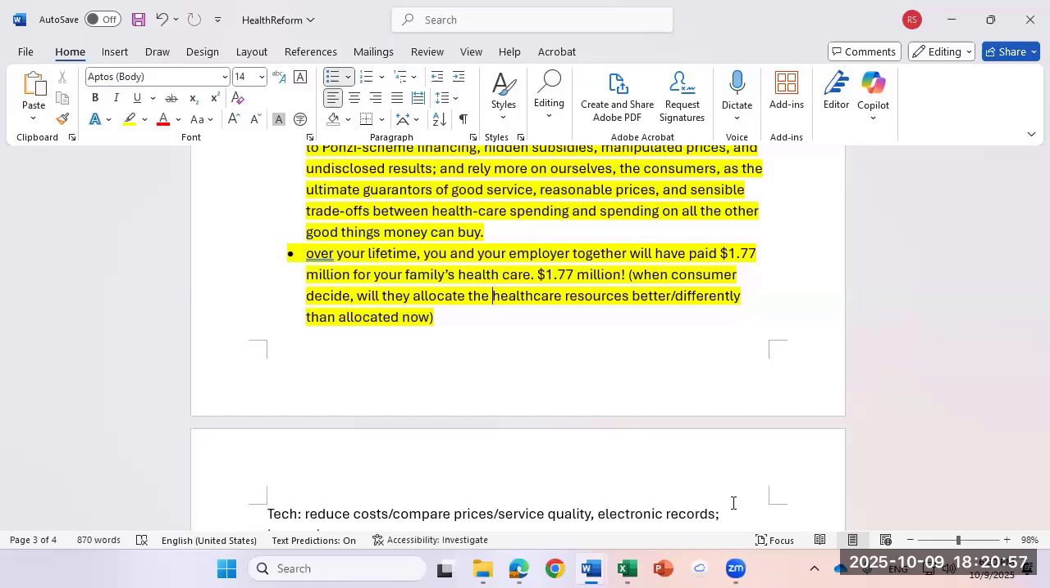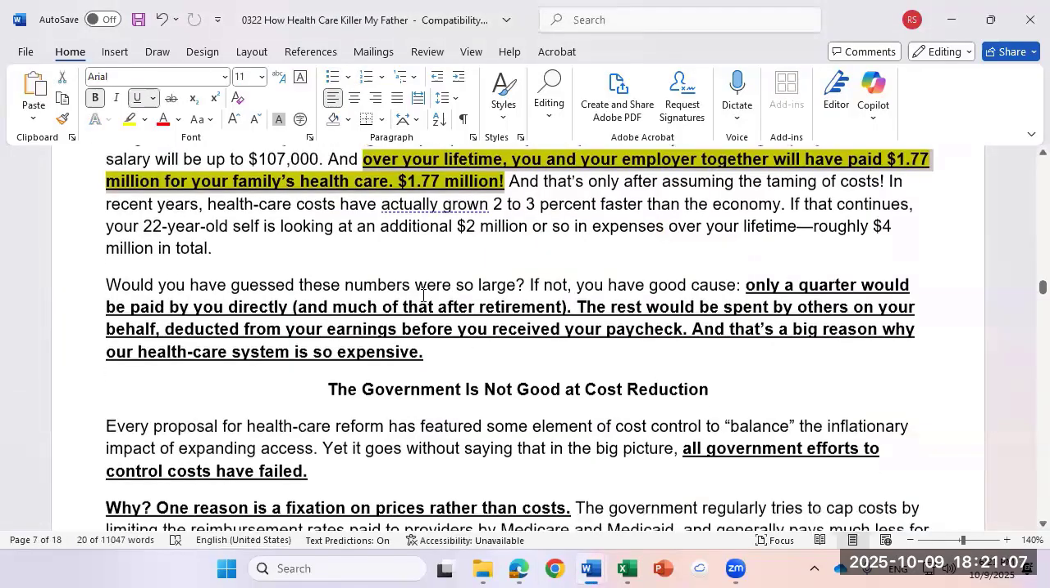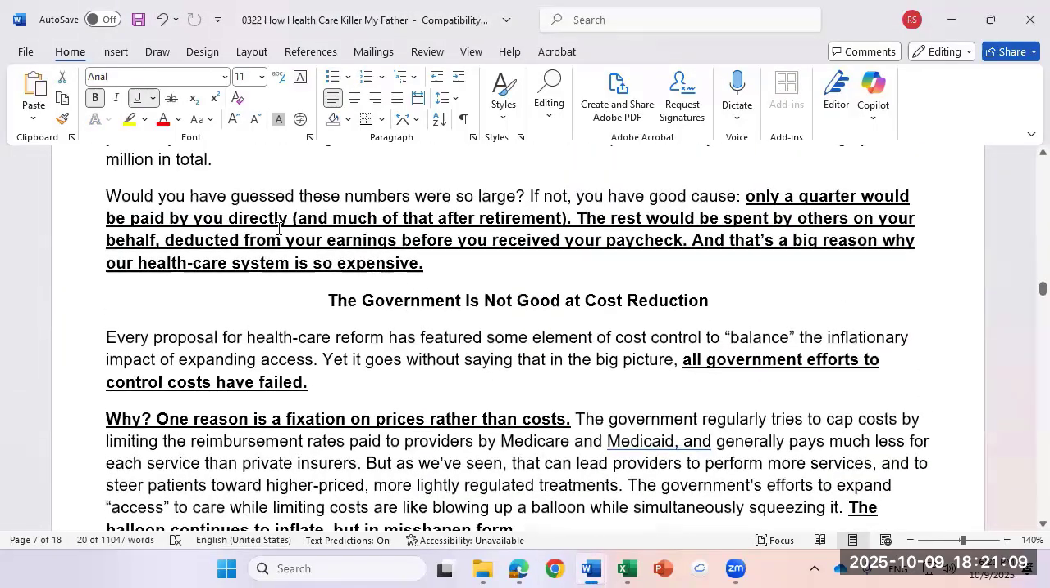They pay a huge amount for Medicare that they will not use. In fact, most of them probably use private care even when they're eligible for Medicare. This is a big part of his entire article. So what's the problem? Only about 1/4 of that 1.77 million is going to come out of your pocket, most of that after you retire.